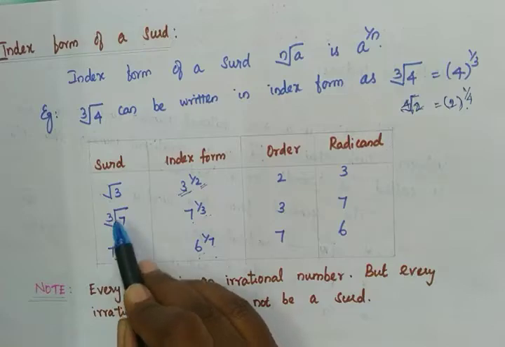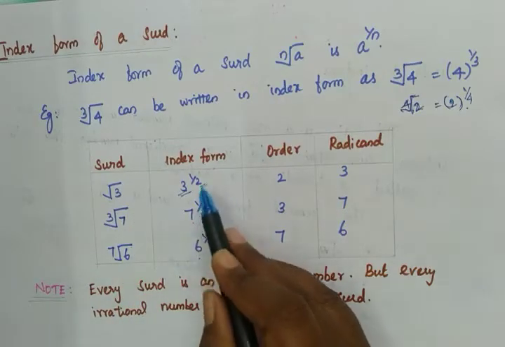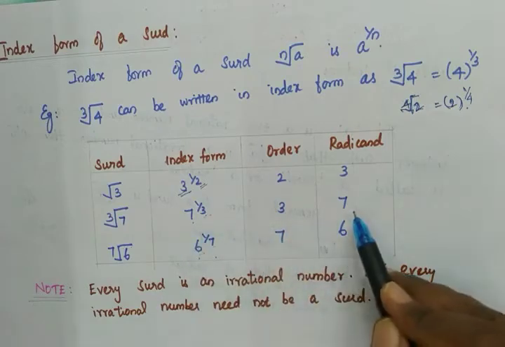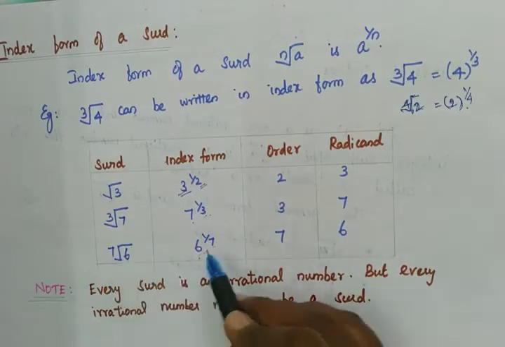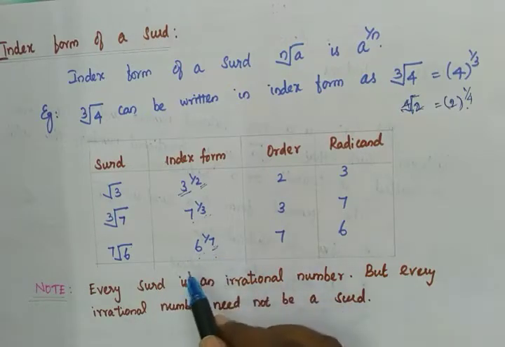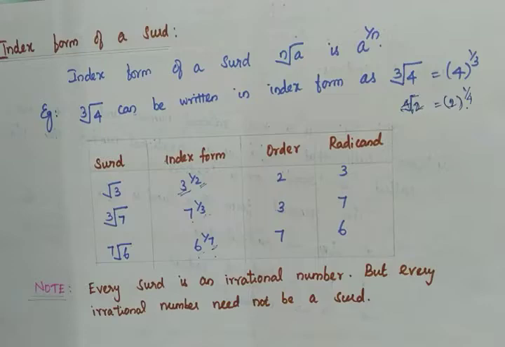Then the next one is 3 root 7. We can represent this in index form as 7 power 1 by 3. Here 3 is the order, 7 is the radicand. And 7 root 6, here we can write this as 6 power 1 by 7. Here 7 is the order, 6 is the radicand. And the important point which we have to remember is every surd is an irrational number, but every irrational number need not be a surd. So this is a point which we have to remember.